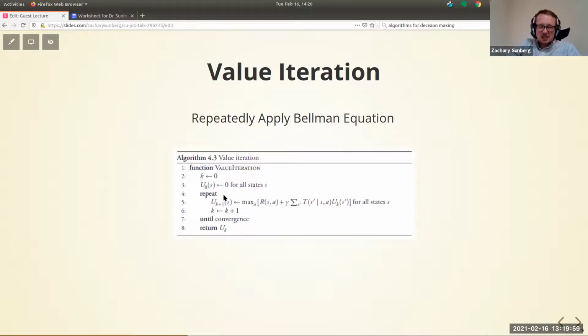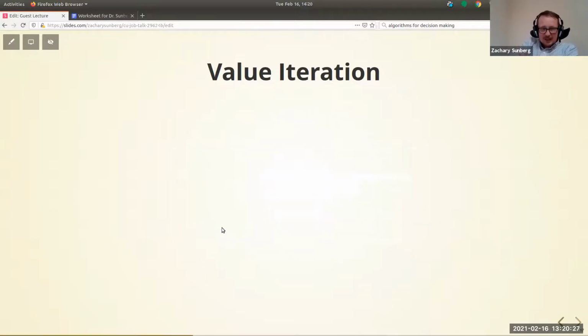And then we just repeatedly apply this Bellman operator until U_k and U_k+1 are close to the same. And then we have the optimal value function. And once you have the optimal value function, you can easily read off a policy because you just take the action that maximizes the immediate reward plus the expectation of this future optimal value function. Okay, so let's see what that looks like.